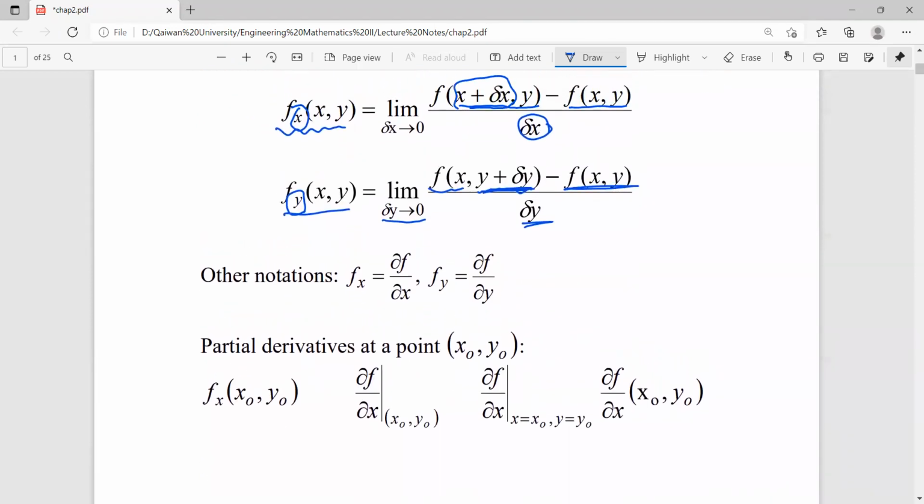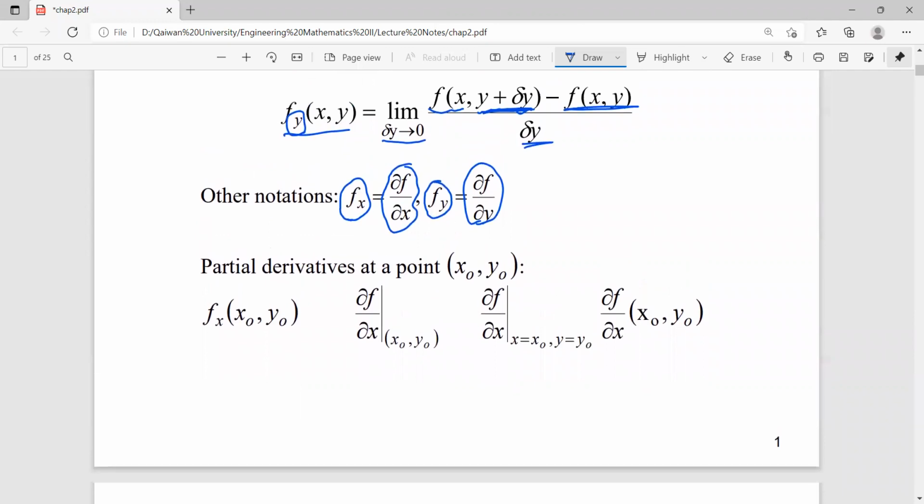And here we have these notations for partial derivatives. When we say f sub x, it means partial f by partial x. And also when we say f sub y, it means partial f by partial y.